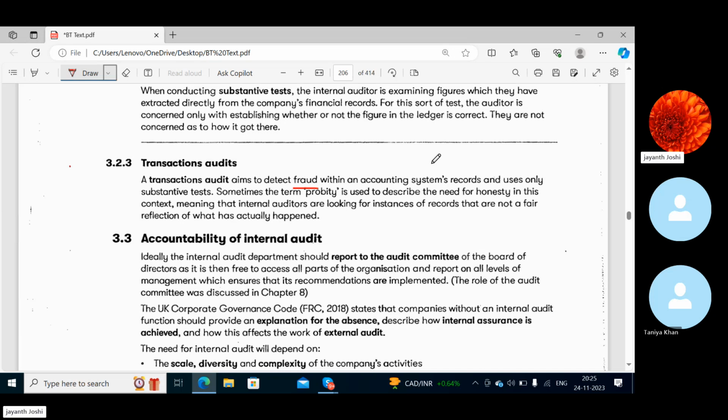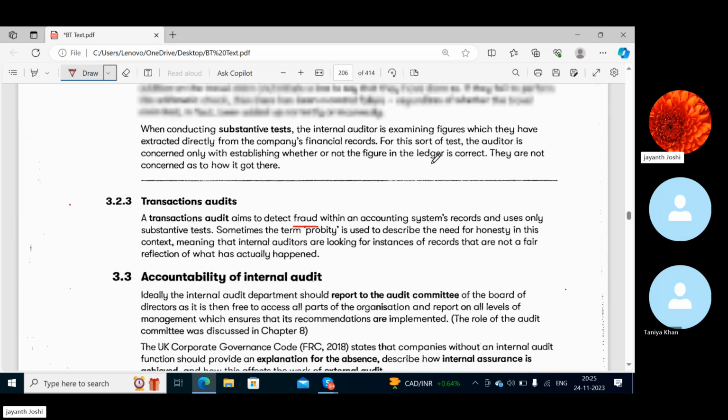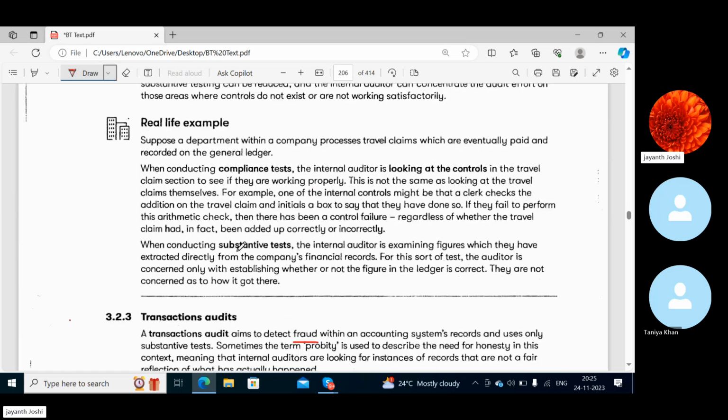I have already explained substantive tests, whether all the operations have been performed properly or not. Sometimes the term probity is used. Yesterday we did the substantive test, right? When conducting substantive tests, the internal auditor is examining figures which they have extracted directly from the company's financial records. For this sort of test, the audit is concerned only with establishing whether or not the figure in the ledger account is correct. So they are checking whether what they are showing in the books is right or not.